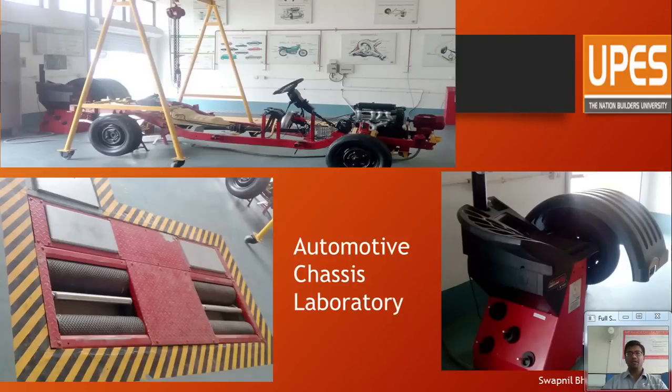Automotive chassis laboratory is an important laboratory of the ADE course. Here the students can perform different experiments on all the important parameters of the automotive. On the bottom side, you can test the suspension and braking of the vehicle. On the right hand bottom picture, you can see wheel balancing. So these are important parameters of any automobile.